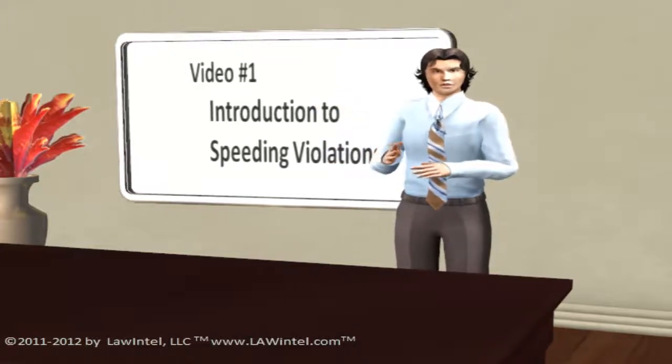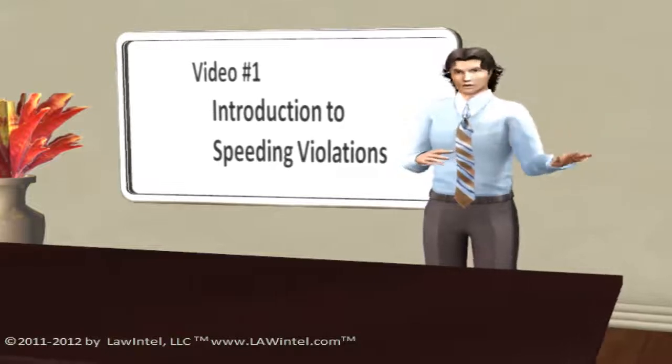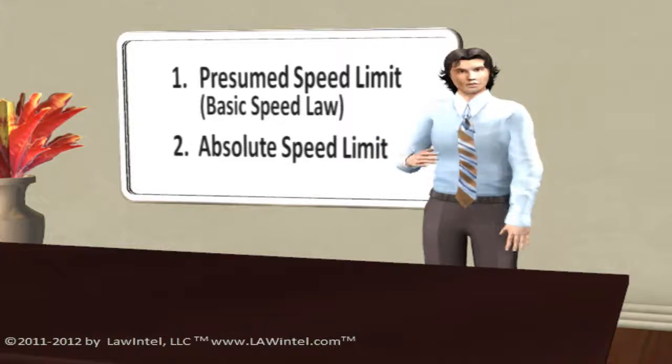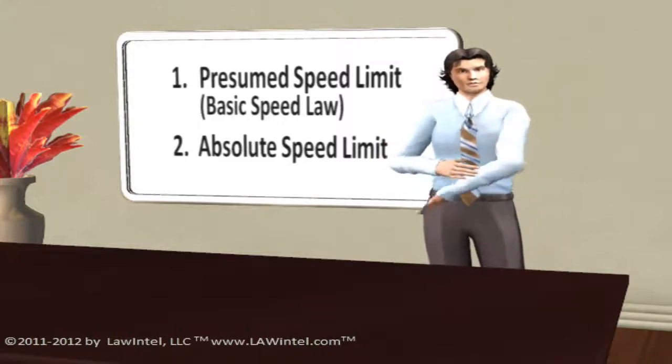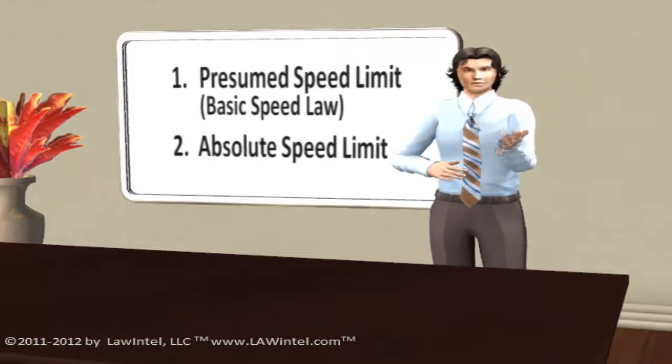Welcome to video number 1 in the speeding series. I'd like to begin by discussing some of the different types of speeding violations. The first being a violation of a presumed speed limit or the basic speed law. The second, a violation of an absolute speed limit.